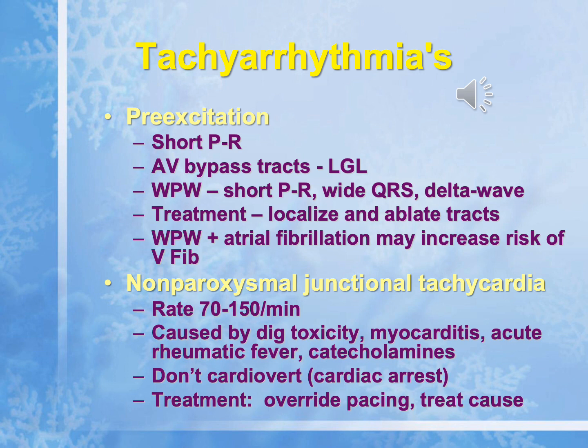The pre-excitation or Wolff-Parkinson-White syndrome is associated with a short PR interval and is due to bypass tracts bypassing the AV node. If these tracts are within the AV node, they are called Lown-Ganong-Levine syndrome, whereas if they are bridging the atrial and ventricular chambers with a strip of myocardium, it's called Wolff-Parkinson-White syndrome, and these bridges are called bundle of Kent. The treatment of this condition is to localize these tracts with electrophysiologic studies and ablate the tracts.